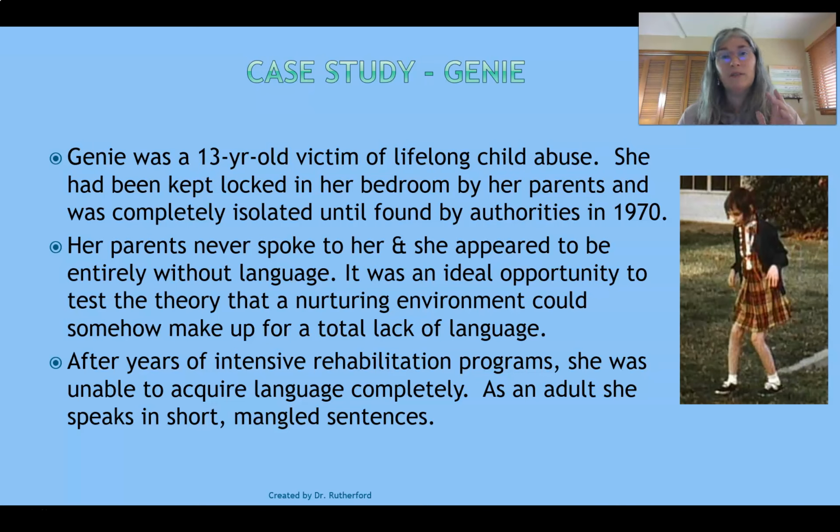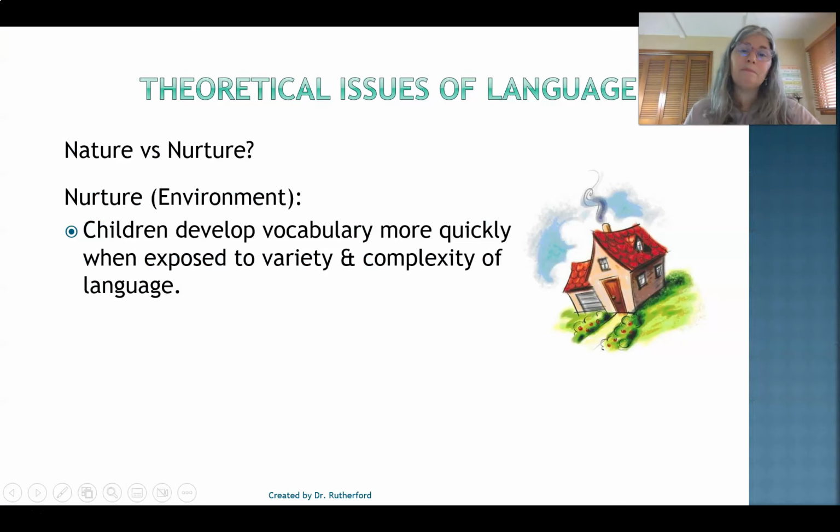But after years of intense language and other types of rehabilitation, she was still unable to completely acquire language. She could only speak in very short, garbled, and mangled sentences. That case, as well as other research, is used to indicate that there are certain sensitive periods: if early in life you don't get what you need to acquire language, you might miss that opportunity and never fully develop language. All right, so that's nature.